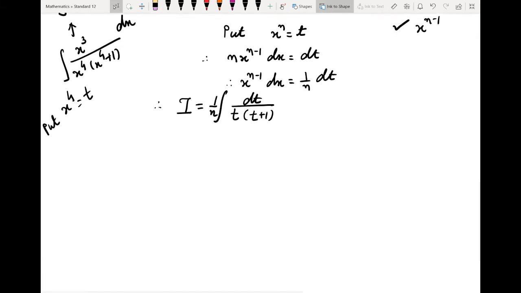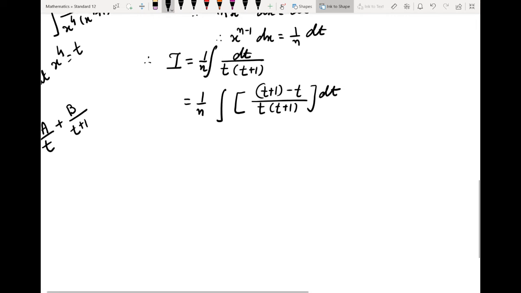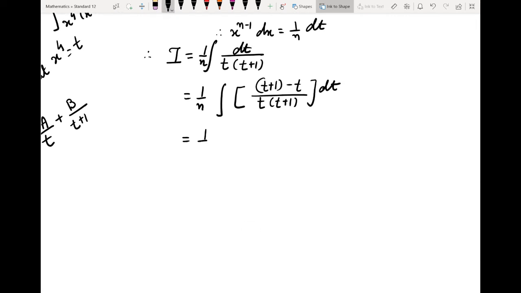From here you can arrange the numerator using the denominator, or use the alternate method of partial fractions, a upon t plus b upon t plus 1. But this is a simple one. You can arrange the numerator with the help of the denominator t into t plus 1. So the numerator can be written as t plus 1 minus t, dt. So t and t cancel, so it is 1 dt. Now divide each term by the denominator.